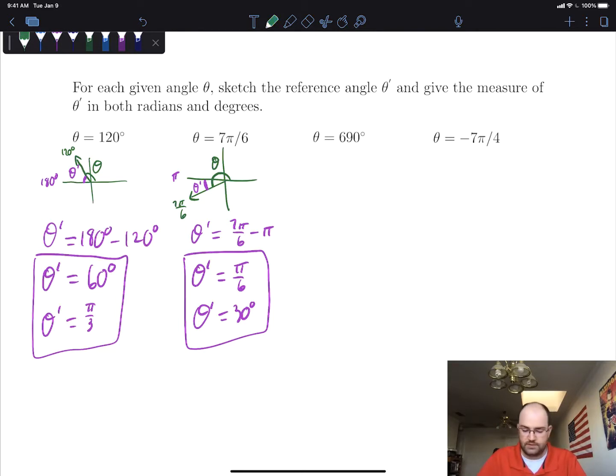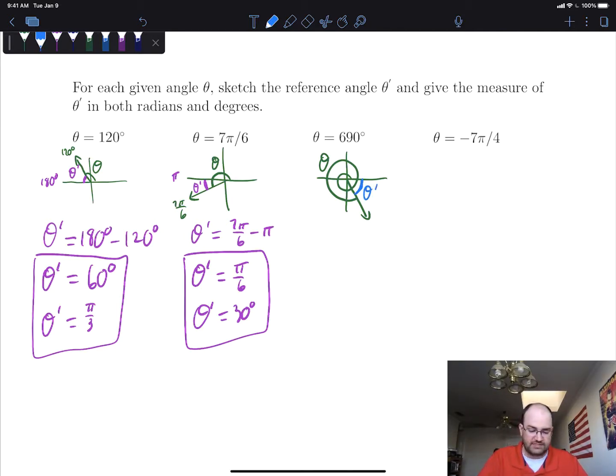Now for the next one, theta equals 690 degrees. So 690, if we go around once, that's 360. Plus 90 is 450, plus 90 is 540, plus 90 is 630. And I can't go any further, so that means that 690 will be somewhere in here. So technically what we did is that right there. That is theta. Now to get theta prime, we can go in this direction to go to the positive x-axis. So that would be theta prime.